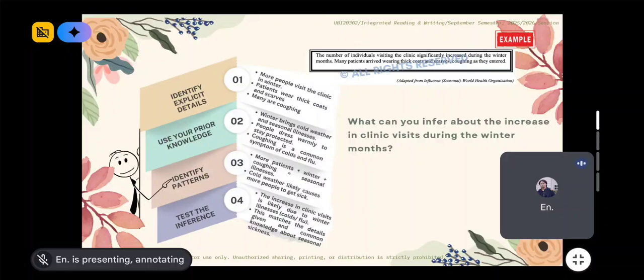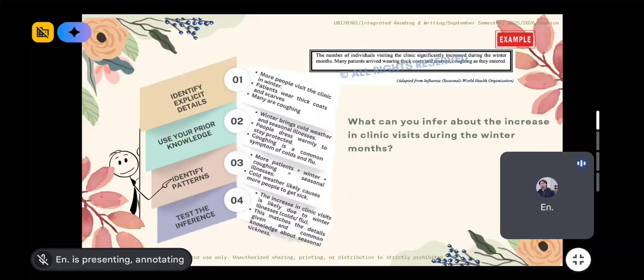Use your prior knowledge. Winter brings cold weather and seasonal illnesses. People dress warmly to stay protected. Coughing is a common symptom of colds and flu. Okay, identify the patterns. More patients plus winter plus coughing equals seasonal illnesses. So cold weather likely causes more people to get sick. That is the pattern that we can see.